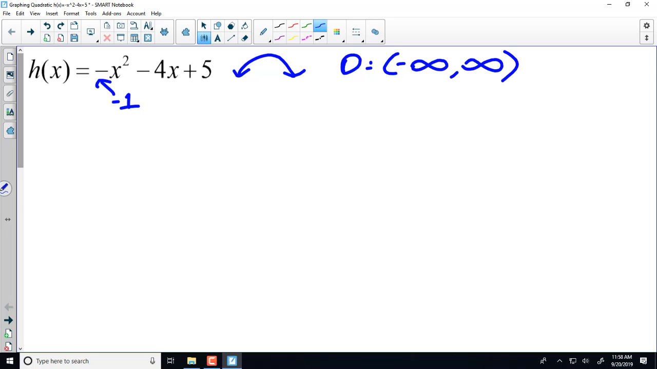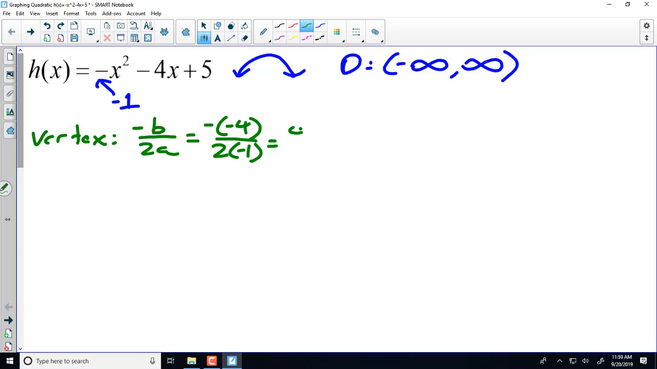Now, one thing that's tricky to find when our parabola is in this form is the vertex. It does require a little bit of work. So to find our vertex, we're going to use the formula -b over 2a. So our b is -4, so we actually have -(-4). Our a is -1, so we have 2(-1). 4 over -2 is -2. Now it seems like after all that, that should be our vertex, but that's not our vertex. That's just the x value of the vertex.